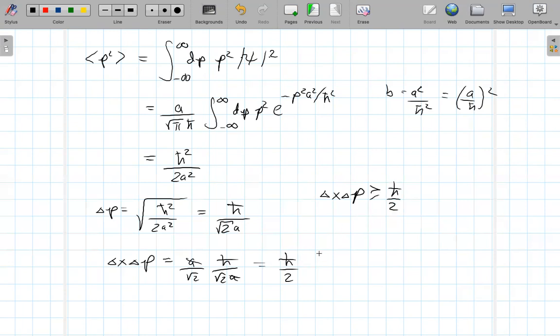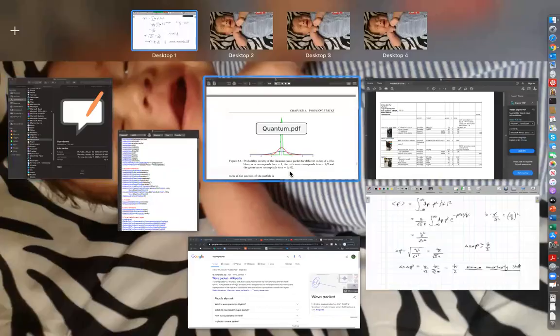So if it's exactly equal to h bar over 2, this is what's known as a minimum uncertainty state. So a Gaussian wave packet is actually what's called a minimum uncertainty state, in that it satisfies the Heisenberg uncertainty principle, but it satisfies it in the smallest possible way, when it's exactly equal to h bar divided by 2. Let me just show you some plots here.